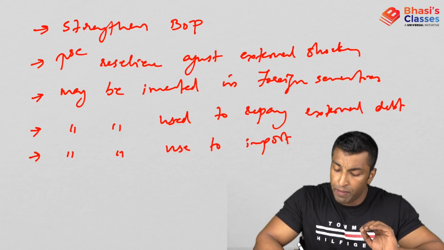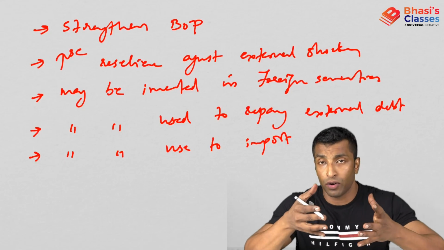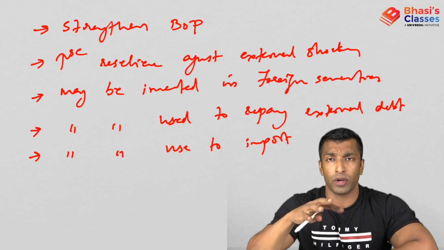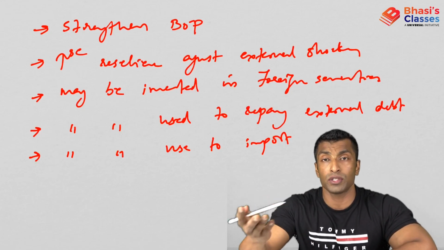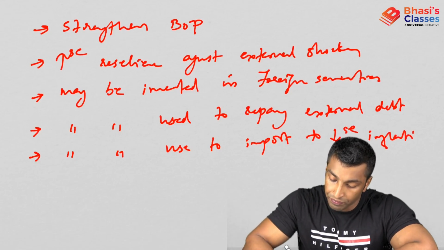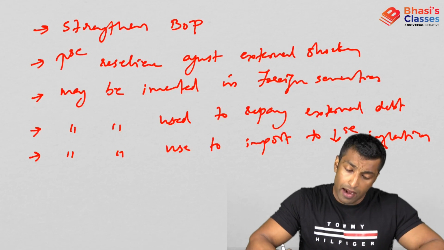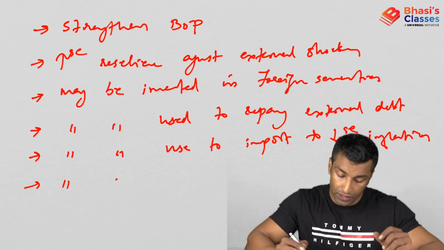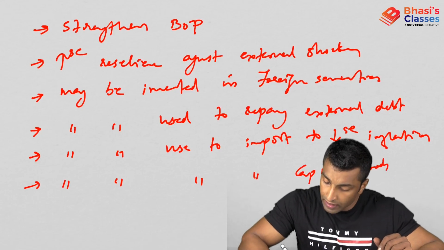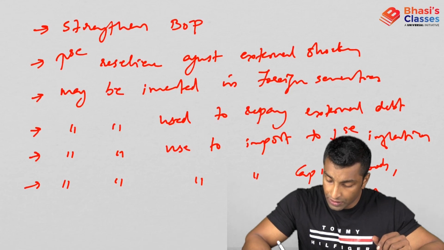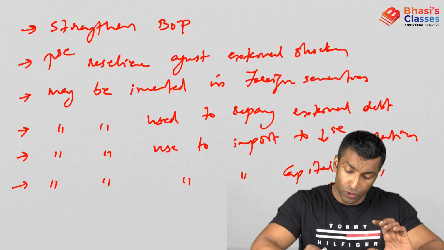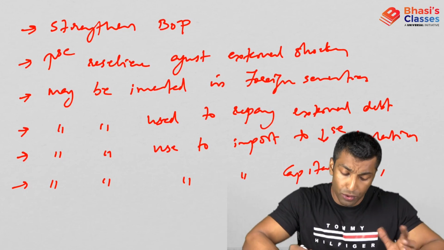Also it may be used to import. Why do you need import? If there is a problem or demand supply mismatch in the domestic items, you can import. In case of onion, you can import. If you have a huge forex, you can actually import so that you can tackle inflation. Import to reduce inflation. Okay, and you can also use this to import capital goods, infrastructure, etc. Okay, so you can't keep this forex idle. There is a huge opportunity cost involved in that, so you can do all these things.